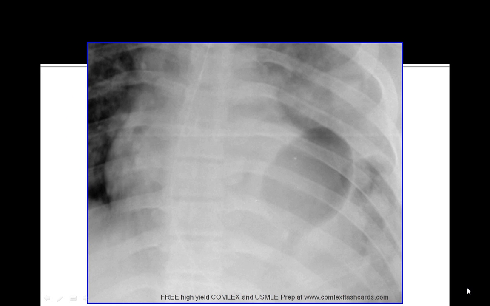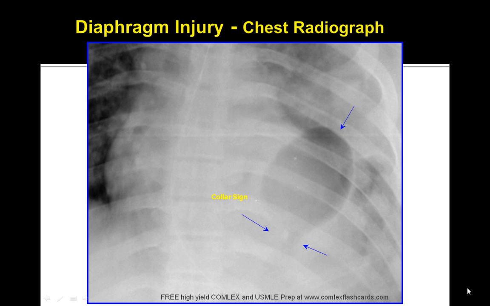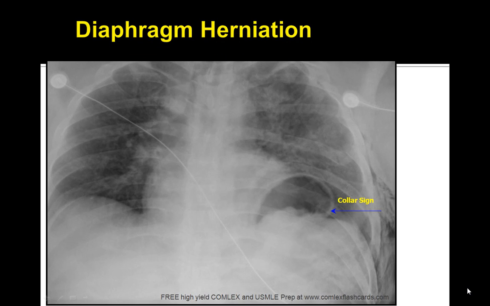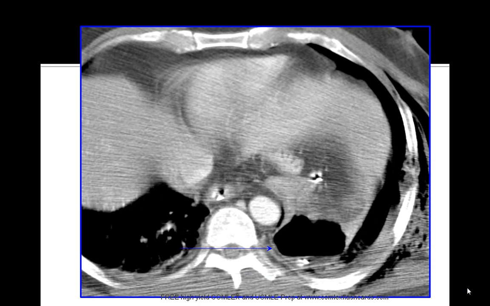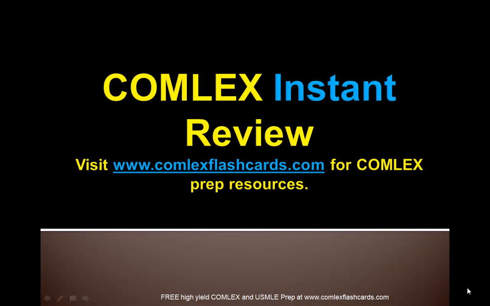Again, we have an image here clearly showing you the collar sign, the diaphragm injury, characteristic signs that you do not want to miss. Again, another collar sign for diaphragm herniation. And let's take a look at another image for board review. You see a dependent viscera sign here.